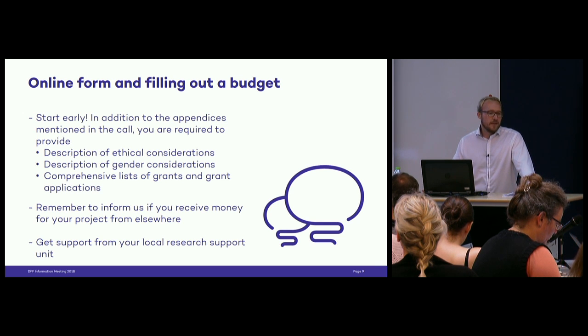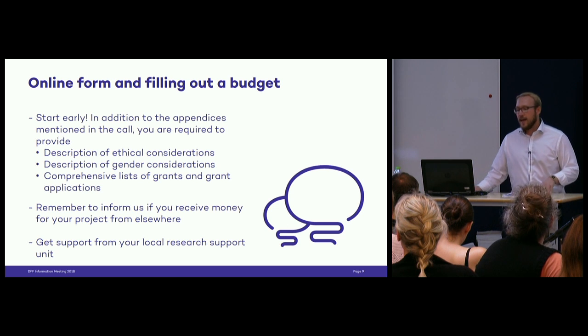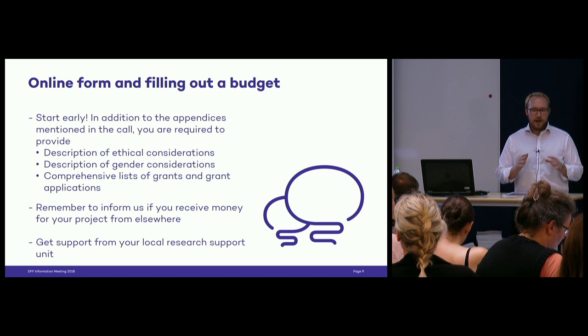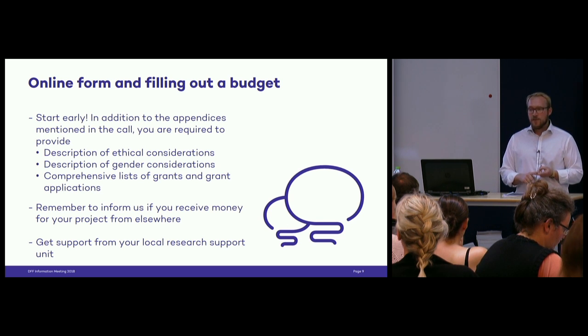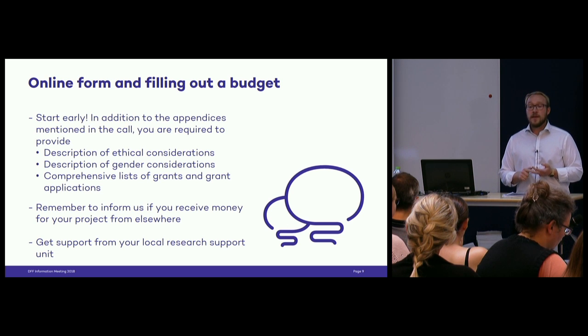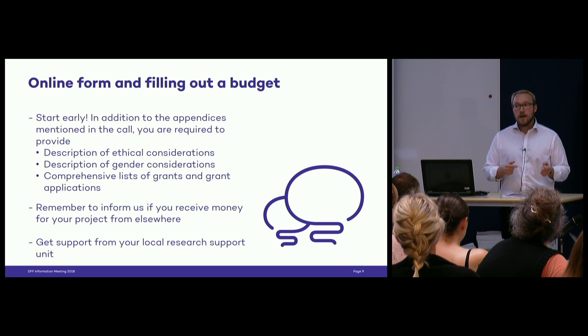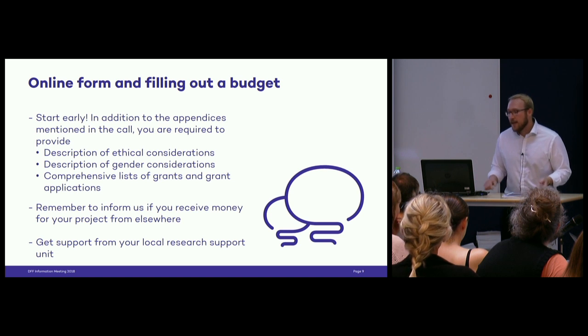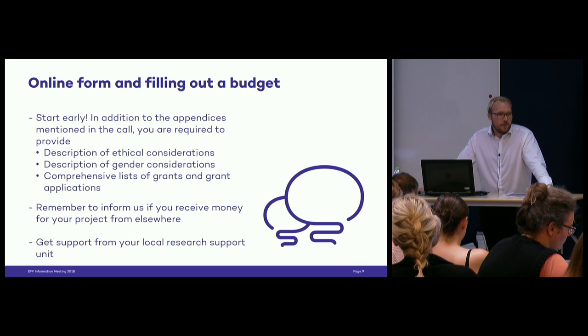We need you to describe particular ethical considerations. You need to describe gender composition. And we also need you to inform us about things relating to grants. So you need to describe if you've applied to DFF before, if you've been funded by DFF before, if you've submitted an application before which was not funded for the same project, and also if you've applied for funding somewhere else for the same project. And if you do receive partial or whole funding, you are obligated to inform us of this.